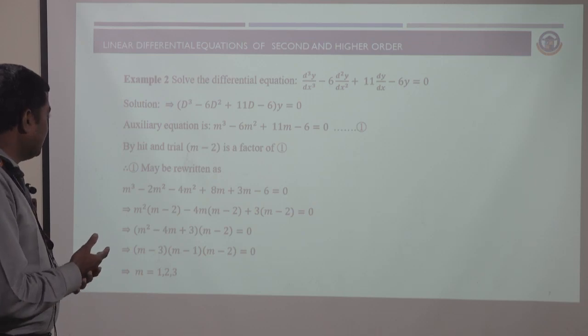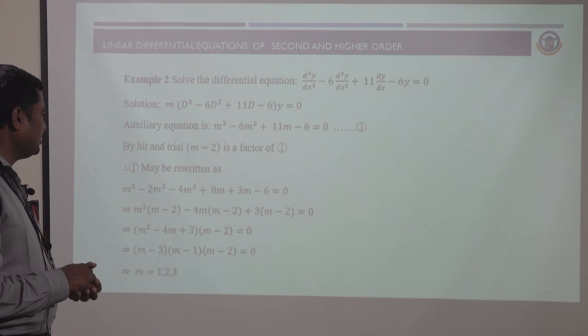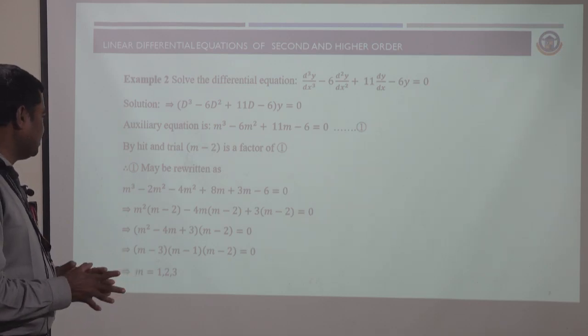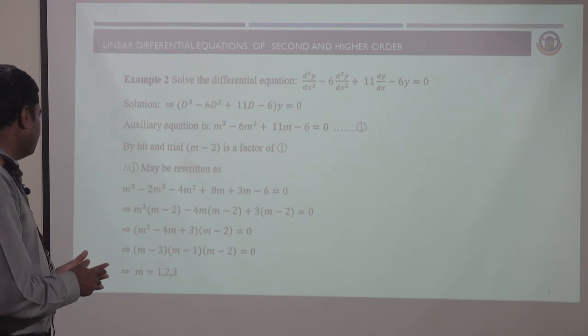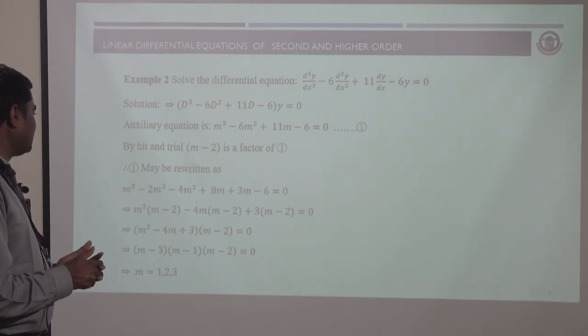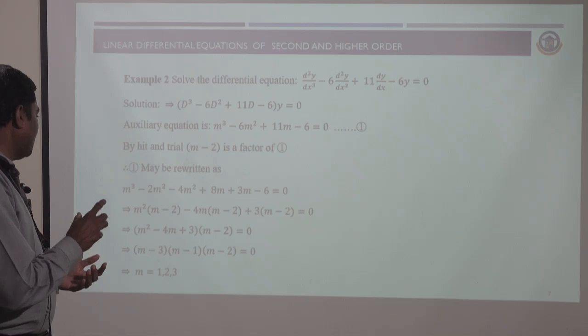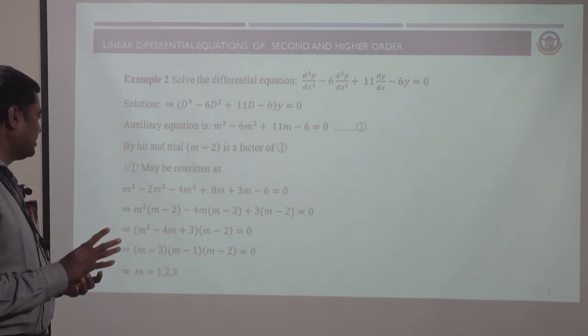So this is d cube y divided by dx cubed minus 6 d square y by dx square plus 11 dy by dx minus 6y, that is equal to 0. So in this problem, (D cube minus 6D square plus 11D minus 6) into y is equal to 0. The auxiliary equation, D is equal to m, so m cube minus 6m square plus 11m minus 6 equal to 0.